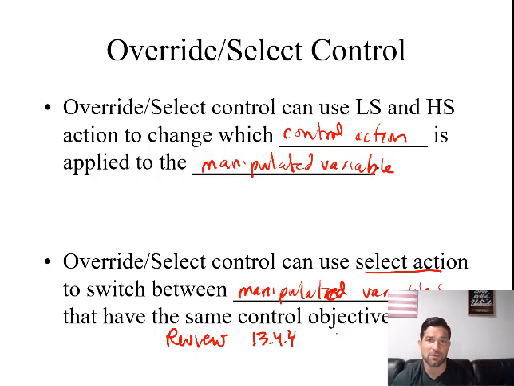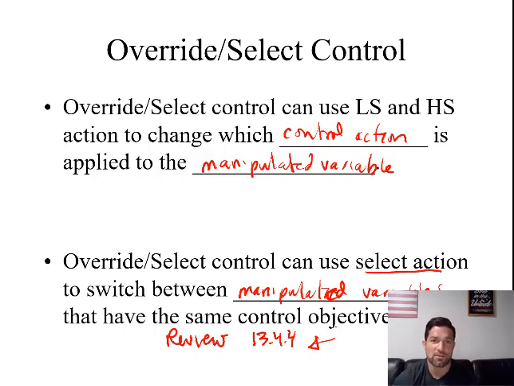Okay, so I'm going to summarize. We talked about low select and high select control, but not select control. So select control is a type of control that will select between manipulated variables depending on a process reaching a constraint. This example right here talks about a distillation column. I want you to think about this and look at how it's going to work and how the parameters change when the process gets to its process constraint.